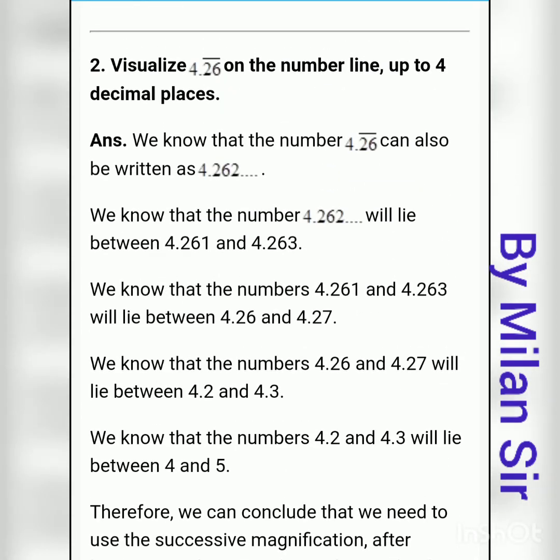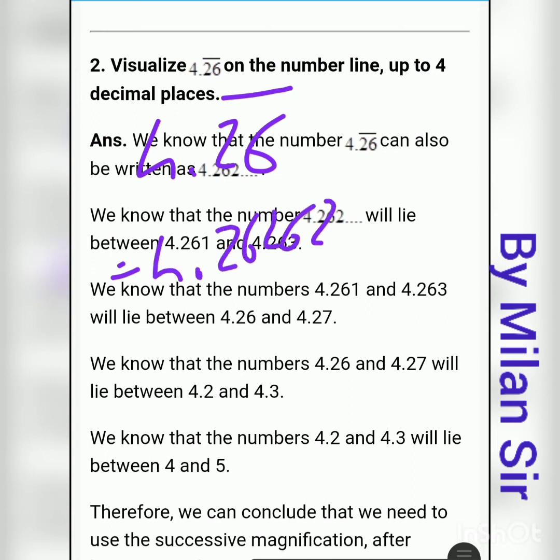So here, 4.26 bar, it means what? 4.26, 26, 26 continuously, right? 26 bar means this 26 is the repeating digit. Okay, infinitely repeating digits, a non-terminating repeating decimal expansion. 4.26 bar means 4.26, 26, 26 continuously.